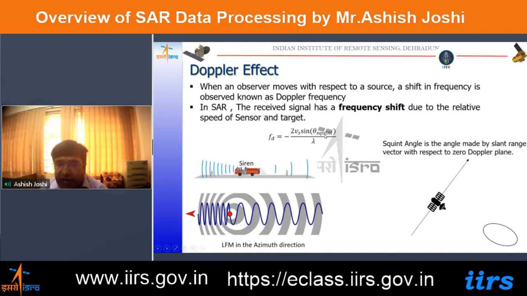Now, what is this squint angle? The squint angle is the angle made by the slant plane vector with respect to the zero Doppler plane. If a radar or SAR is seeing a target, then at one position it has zero Doppler, and the angle the radar makes with this zero Doppler position is called the squint angle. So this is zero squint, and this is a squint angle with some angle theta.